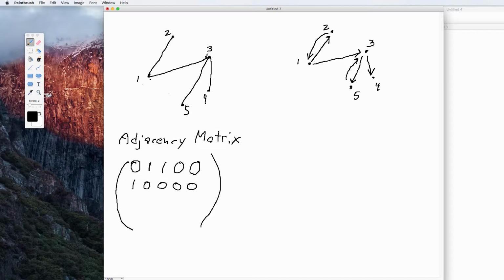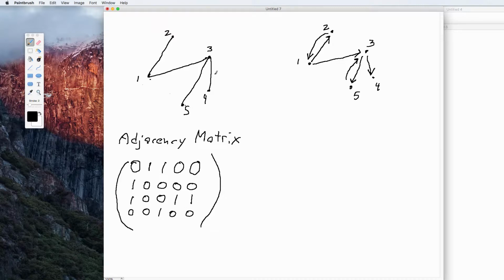If I look at 3, 3 is connected to 1. 3 is connected to 4. And 3 is connected to 5. We can see that 4 is connected to 3, so there'd be a 1 here, but there'd be zeros here.